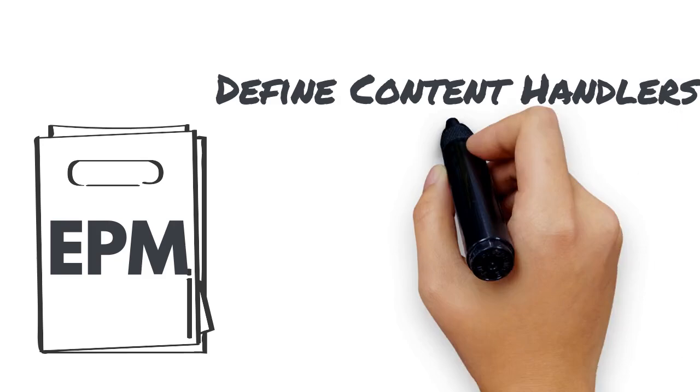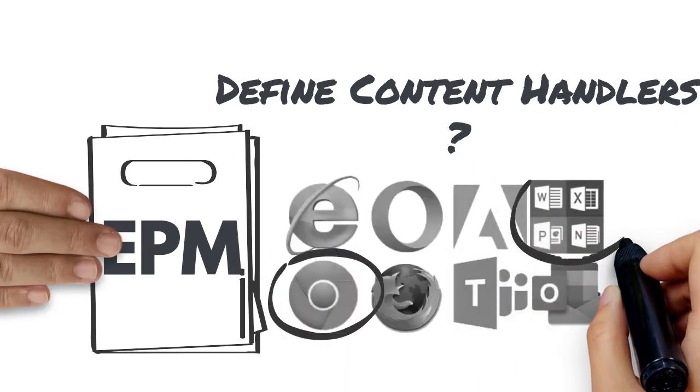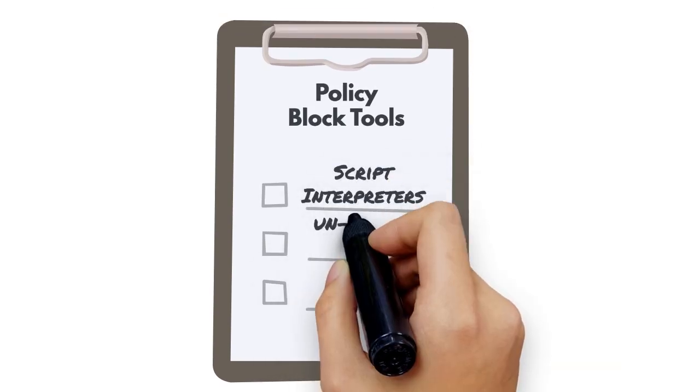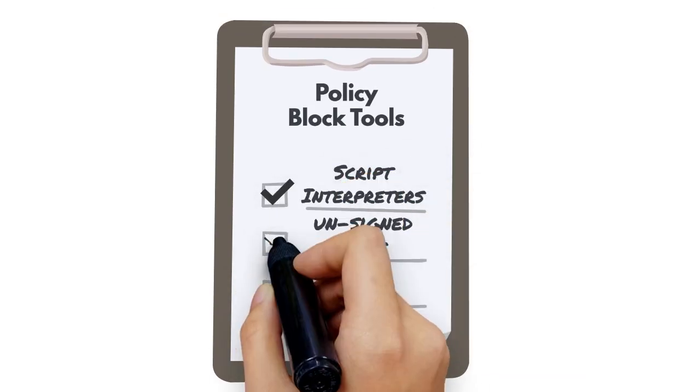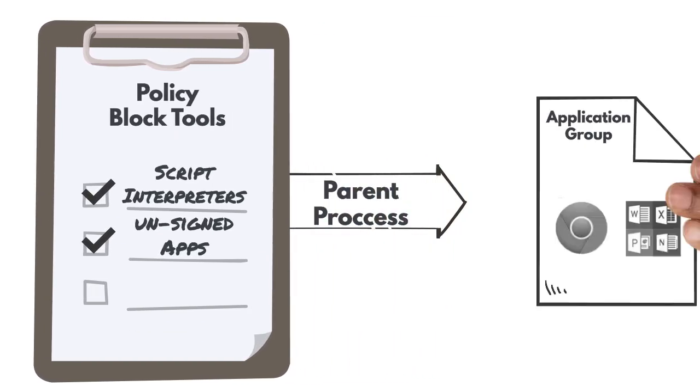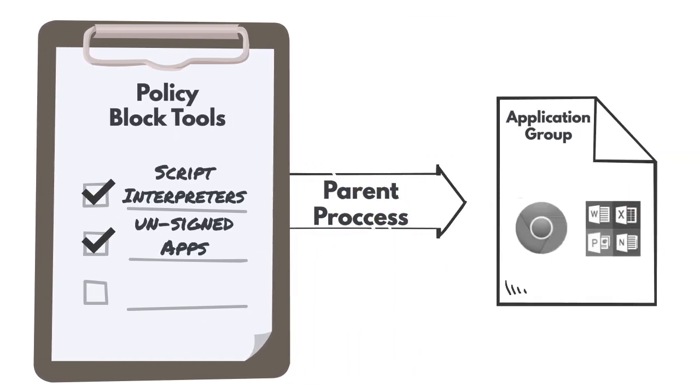To implement this in policy, we first need to define our content handlers and place those in an application group. Next, we create a policy for the tools that we want to block, such as script interpreters and unsigned apps. We then set the parameter, parent process, to the application group containing the definitions for our content handlers.